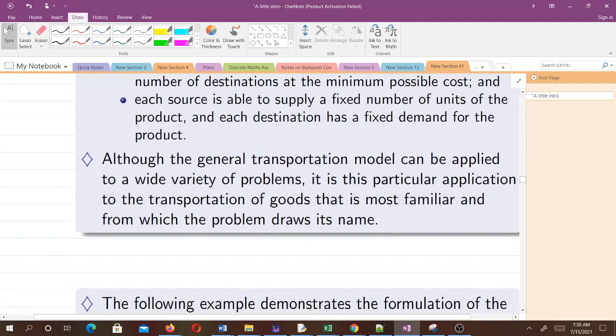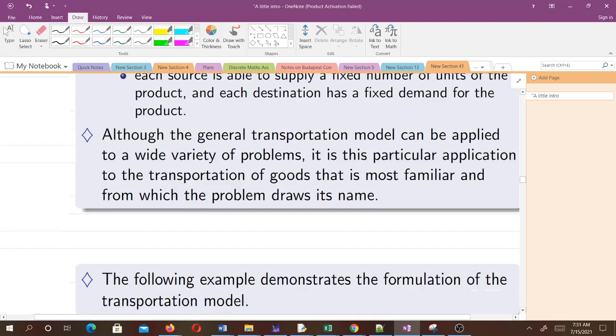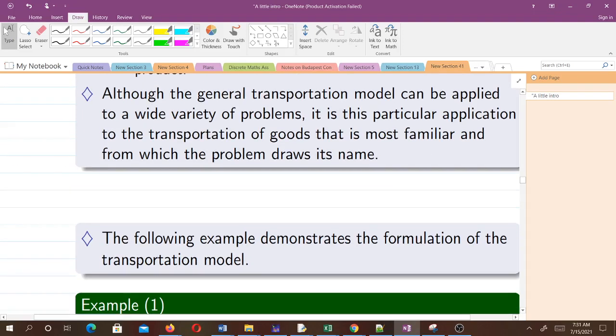Okay, so although the general transportation model can be applied to a wide variety of problems, it is this particular application to the transportation of goods that is most familiar and from which the problem draws its name. So, we mostly consider the transportation problem when a company produces goods at different sources, right? And after producing the goods, it has to transport them to different destinations.